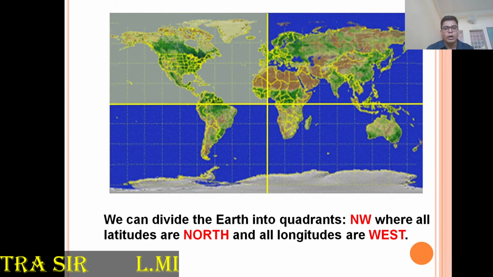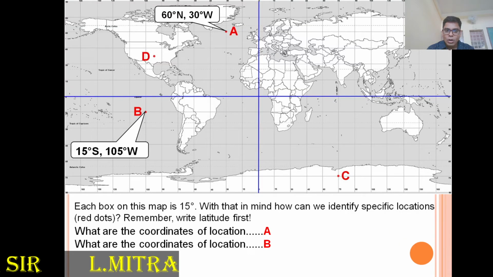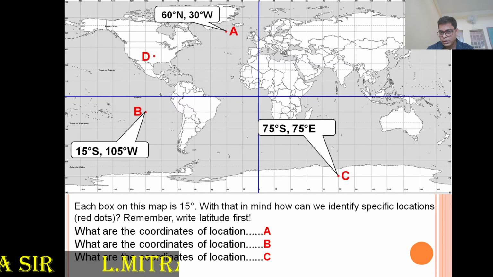Similarly, place B is at 105 degrees west, on the western side, and 10 degrees south. Then for the other point, it is 75 degrees south, because on the basis of the equator this is the southern hemisphere, and east of the prime meridian, so 75 degrees east. In this way we get the position of this point D. These are easily identified, because you can get the coordinates of the point.